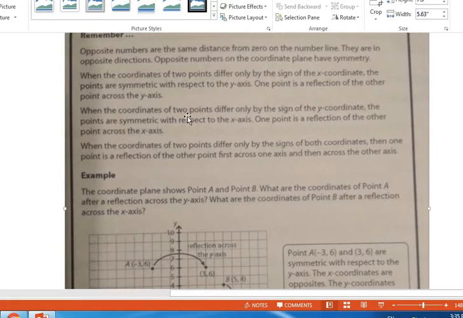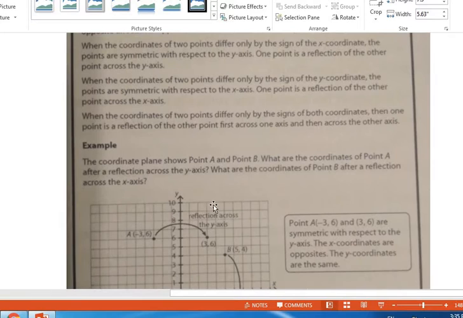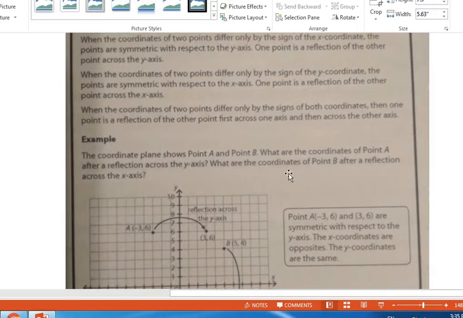When the coordinates of 2 points differ only by the sign of the y-coordinate, the points are symmetric with respect to the x-axis. One point is a reflection of the other point across the x-axis. When the coordinates of 2 points differ only by the signs of both coordinates, then one point is a reflection of the other point, first across the x-axis, then across the other axis.